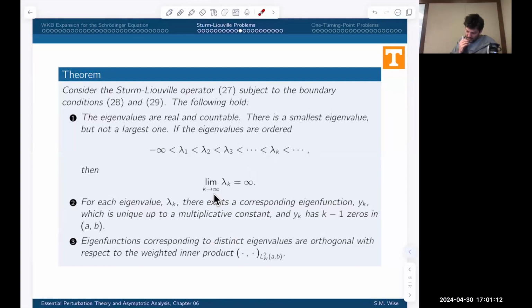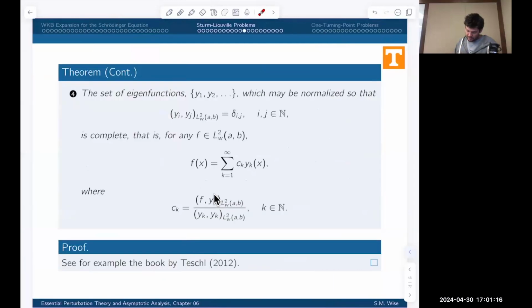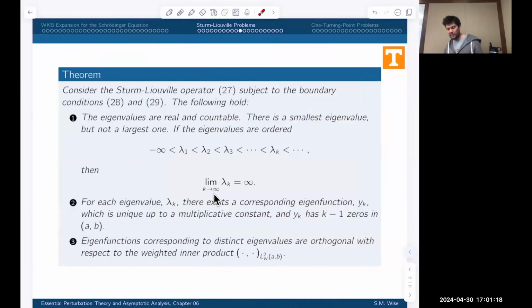So here is a summary. I think this is the summary result for Sturm-Liouville problems, which has some results in here that I proved and some results which I'm not going to even attempt to prove because it's a bit too complicated. All right, so we're considering the Sturm-Liouville operator that we introduced earlier in the definition, that's 27, with the homogeneous Robin boundary conditions 28 and 29.